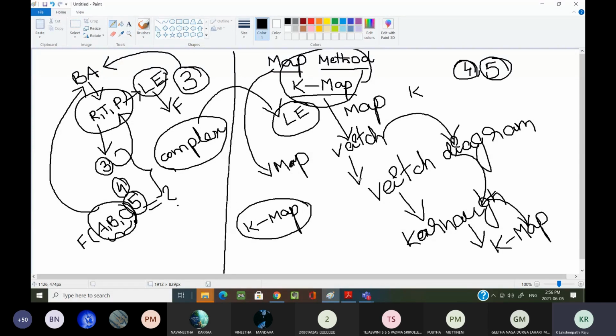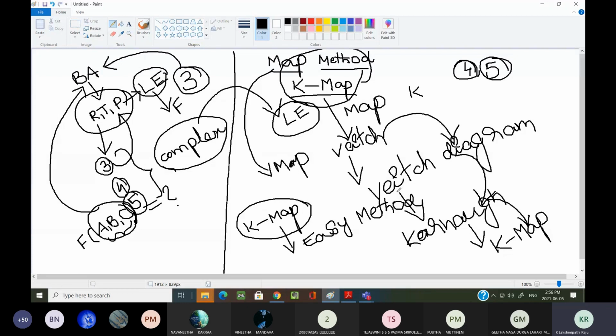Why have we moved to map method simplification? This is the easiest way of simplifying your logical expressions. No need to remember any formulas, theorems or postulates that we learned in Boolean algebra. It is the easiest method of simplifying logical expressions, and here there is no need to remember any postulates or theorems.